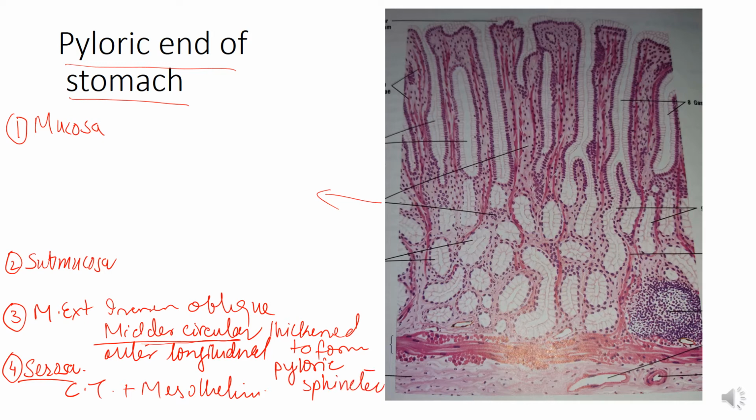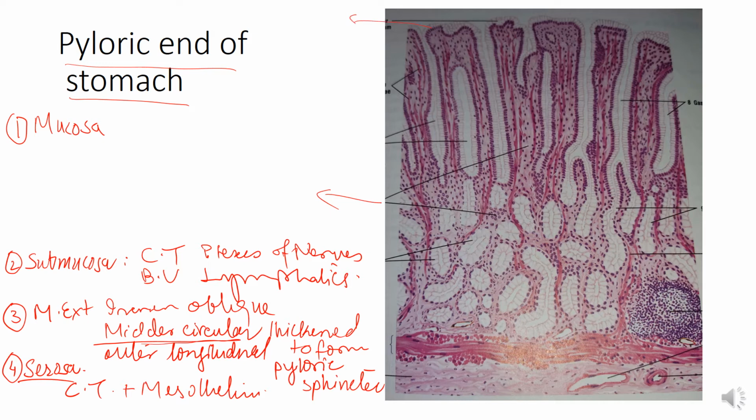So the pyloric sphincter is formed by the middle circular layer in the region of the pyloric sphincter, at the junction between the stomach and the intestine. Submucosa is the same: connective tissue, blood vessels, plexus of nerves, lymphatics. Okay. Now coming to the mucosa, epithelium is the same, simple columnar epithelium, surface cells, these are the same.